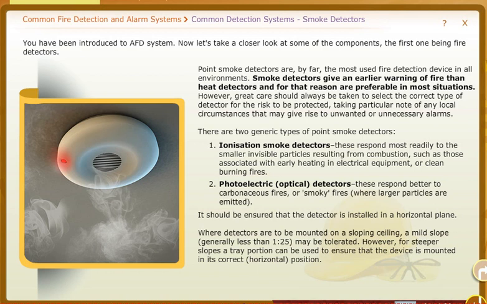Photoelectric or optical detectors respond better to carbonaceous fires or smoky fires, where larger particles are emitted. It should be ensured that the detector is installed in a horizontal plane. Where detectors are to be mounted on a sloping ceiling, a mild slope, generally less than 1:25, may be tolerated. However, for steeper slopes, a tray portion can be used to ensure that the device is mounted in its correct or horizontal position.